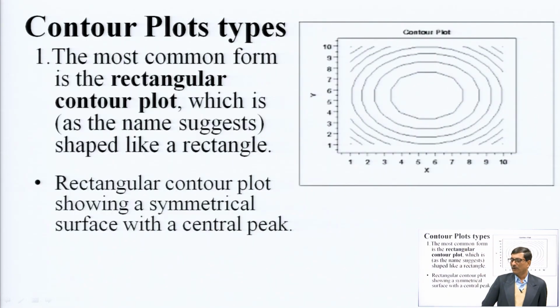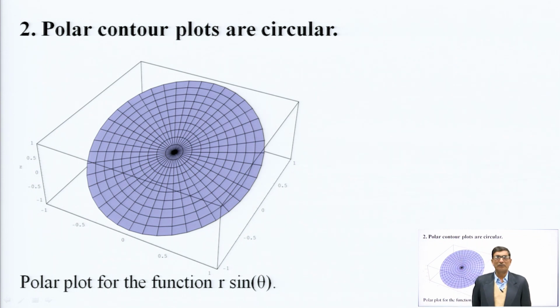The next is types of contour plots. The most common form is the rectangular contour plot, which, as the name suggests, is shaped like a rectangle. This rectangular contour plot shows a symmetrical surface with a central part, so here is the maximum value in this contour plot. Another type is the polar contour plot, which is circular in nature, and this contour plot is for the function r sin theta. So, this is the circular contour plot, and it is called a polar contour plot.